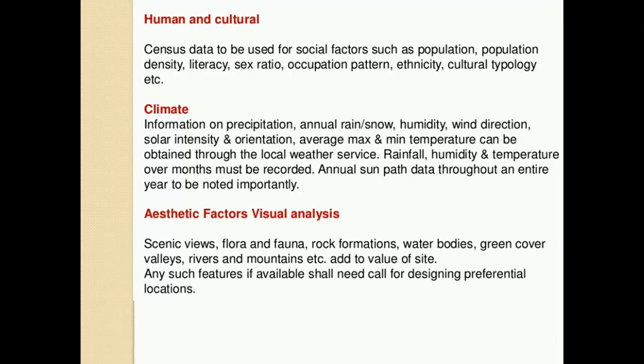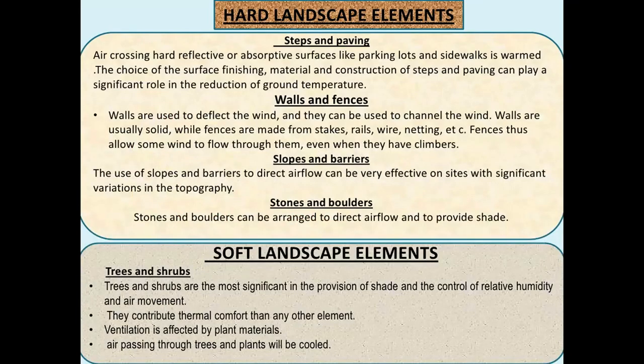Then aesthetic factors based on visual analysis: scenic view, flora and fauna, rock formation, water bodies, green cover, valleys, rivers and mountains. These add to the value of the site, and any such features, if available, call for designing preferential locations. So these are the things we must consider. Now in the hard landscape elements we have steps and paving, walls and fences, slopes and barriers, stones and boulders, and in soft landscape elements we have trees and shrubs. We must have this knowledge while executing the planning on paper.